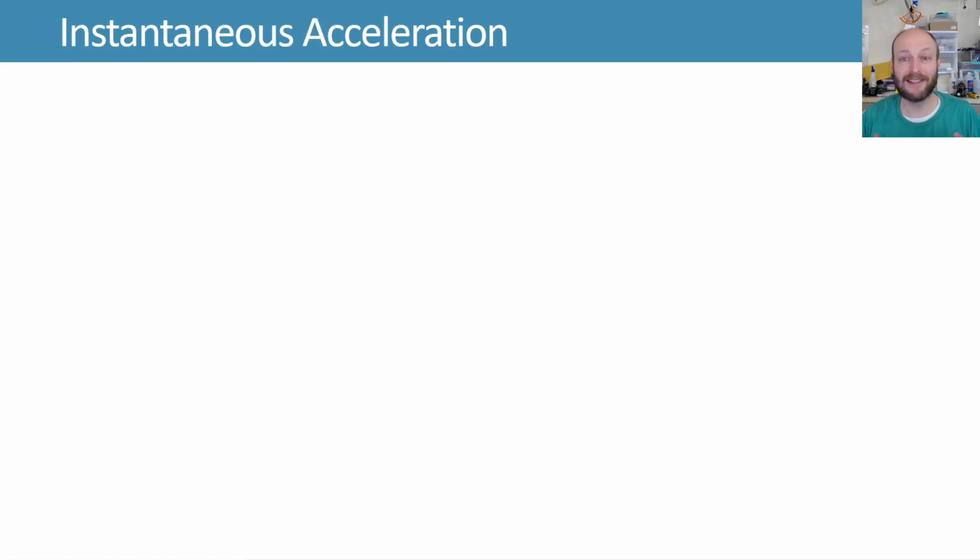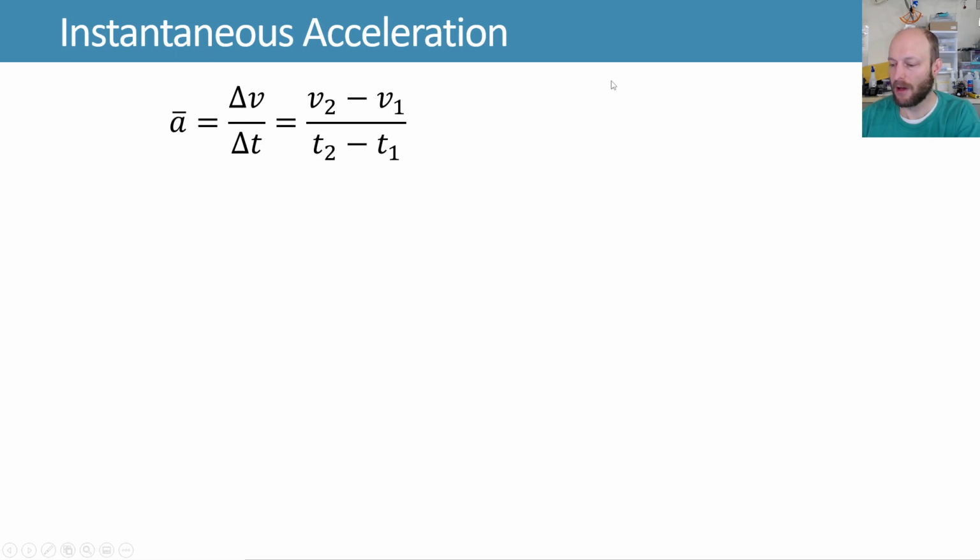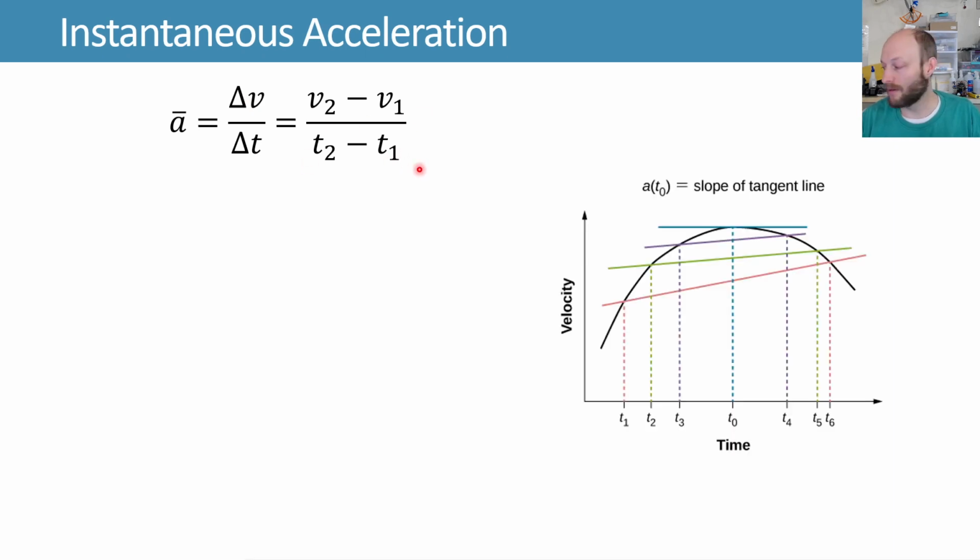If we want to find instantaneous acceleration, we can start with our understanding of average acceleration, which is the change in velocity over time. And then we can shrink that time interval until it gets really small. So if we consider, for example, between time 1 and time 6, there's some average acceleration here, which is the slope on this velocity versus time graph.